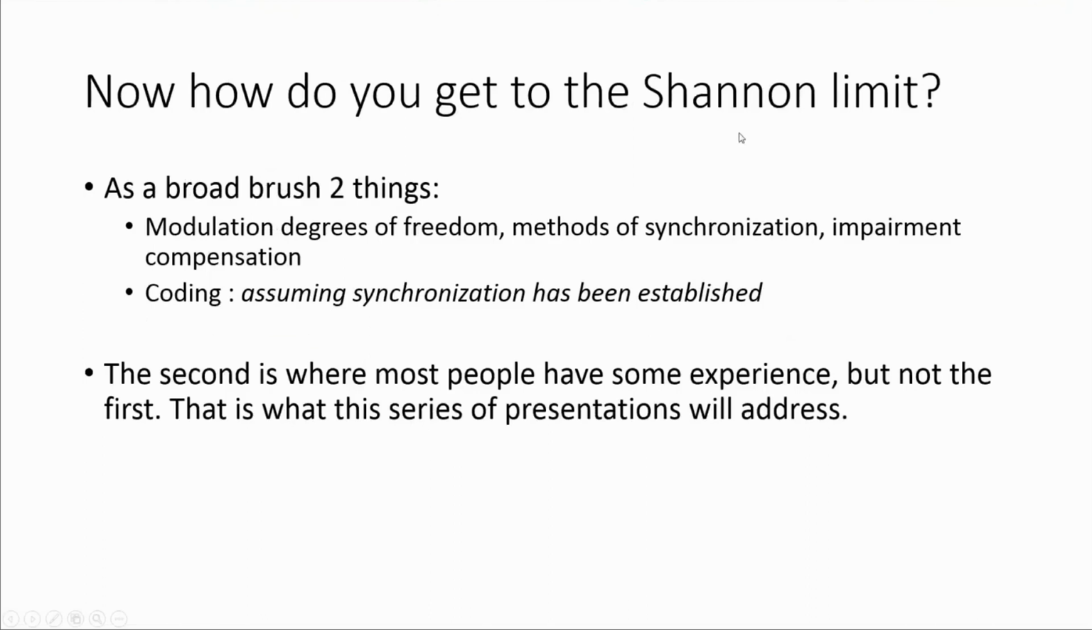So, back to the Shannon limit. This is just reiterating things we just said. We want to use modulation, degrees of freedom, but we need to do synchronization if we want to do impairment compensation. Coding is what people are more familiar with. It never says it, but it always assumes synchronization has been established. When I started learning about modems, I kept wondering about this. I said, well, how does that work if you don't even know if there's a signal? And they would always brush it aside. But it turns out it's the most important thing before you can do coding.